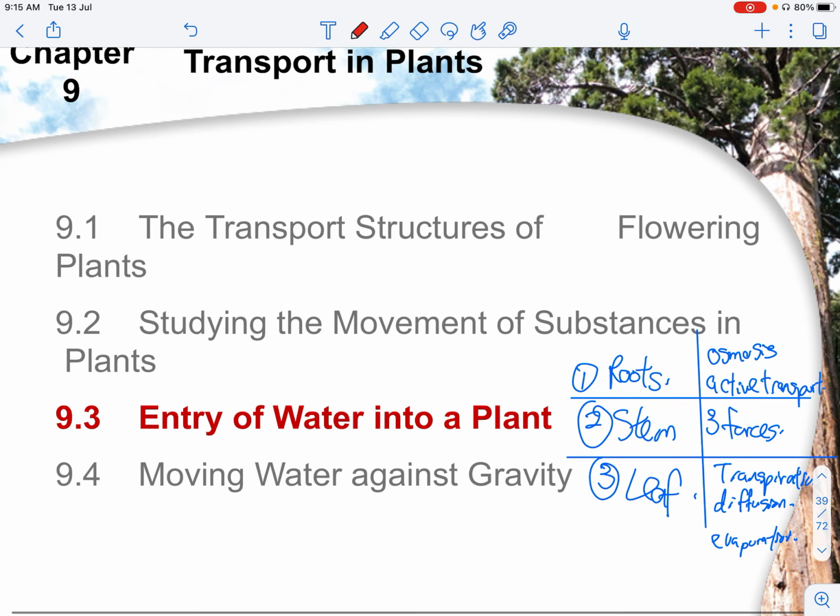Okay, in our next lesson, we'll be talking more about the entry of water into a plant and how water moves against gravity. Thank you.